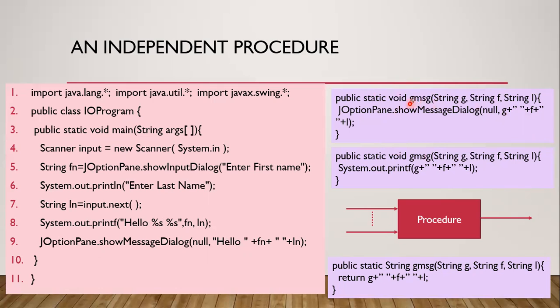We make a method, GMSG, greeting message method, which is going to return null, nothing, and it is going to accept 3 inputs, and it is going to display the greeting message to the person on a GUI interface. The problem with this method is, first of all, we need to understand why we want to make an independent procedure. We want to make an independent procedure to reuse it within the same program or in many other programs we may develop in future. So we want to reuse.